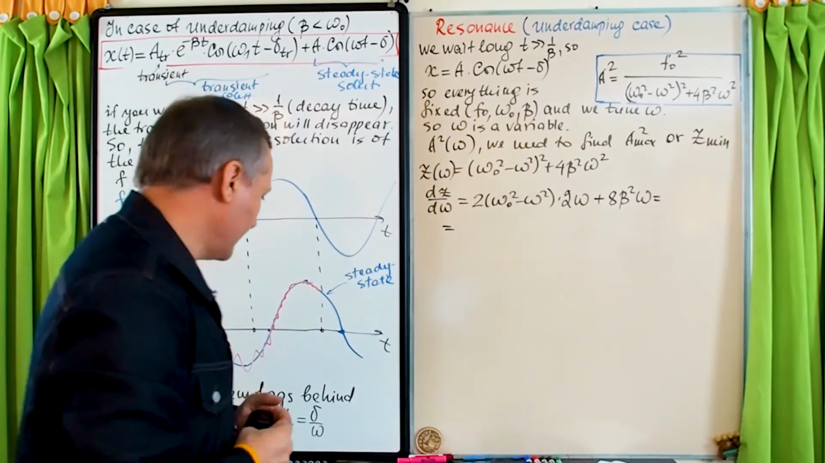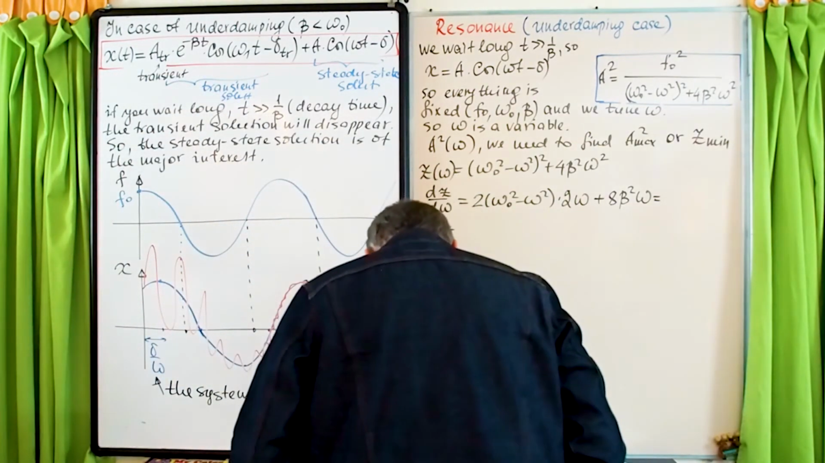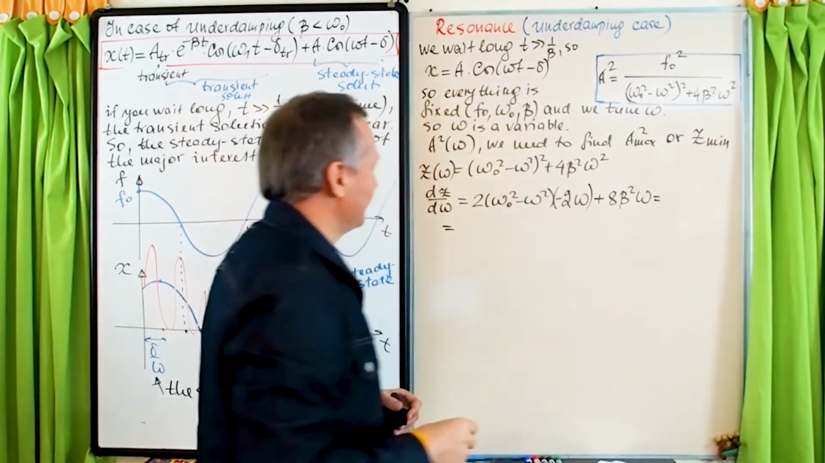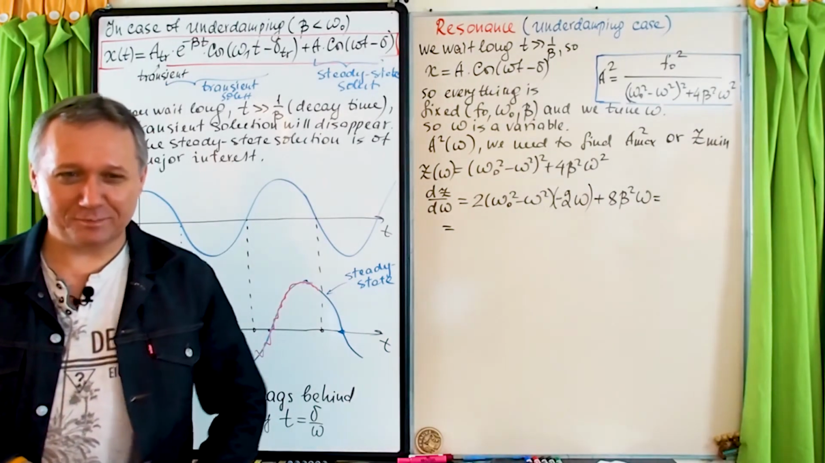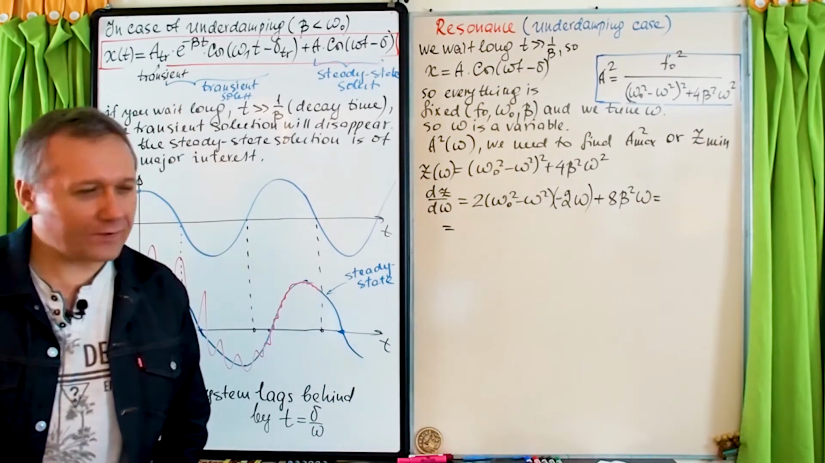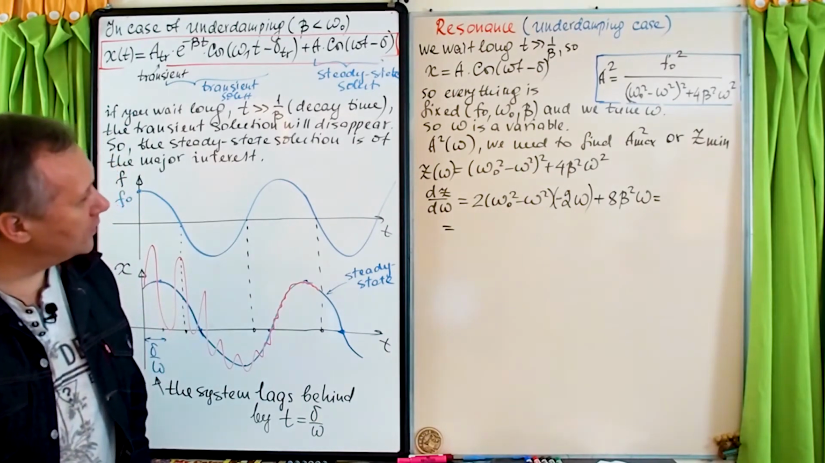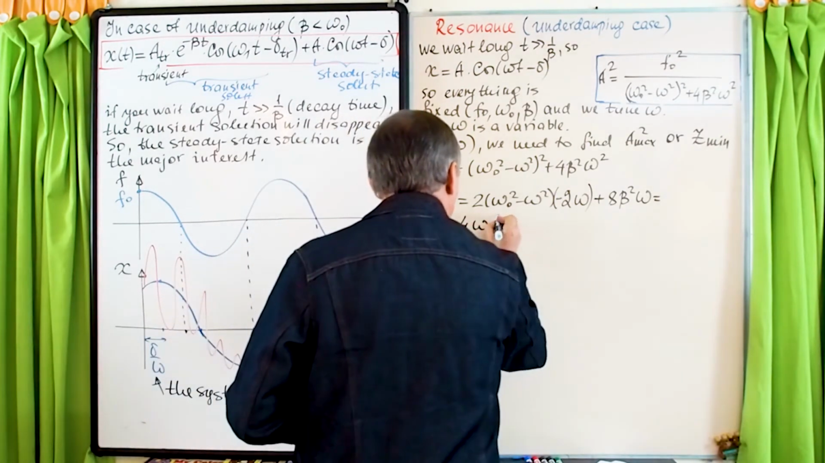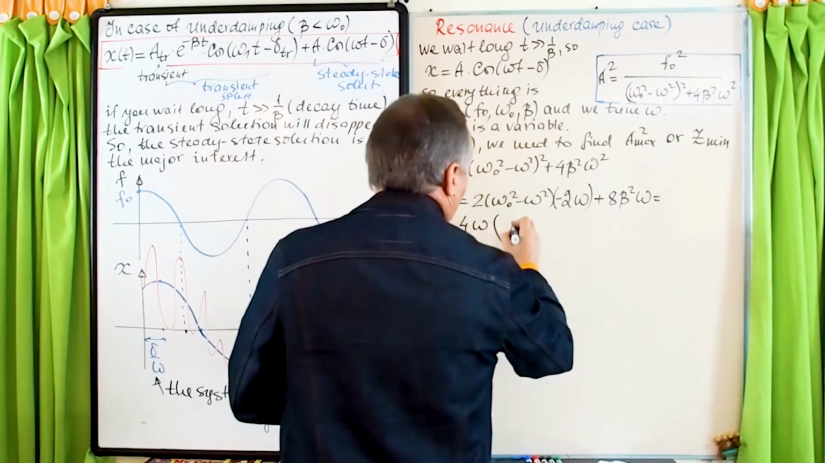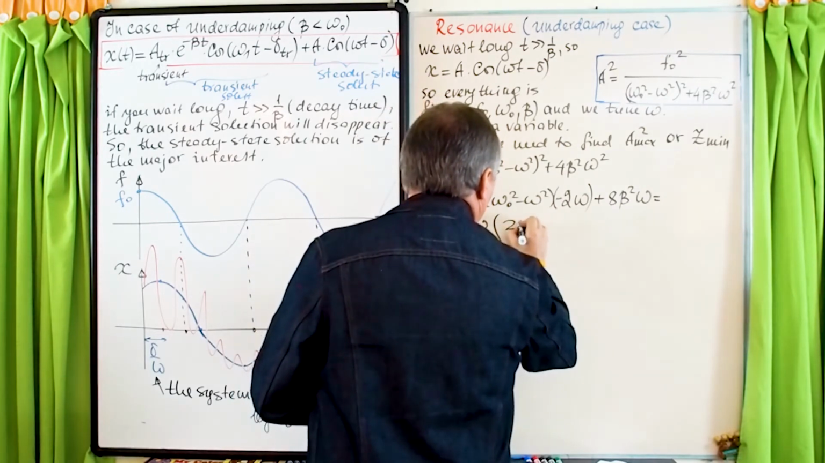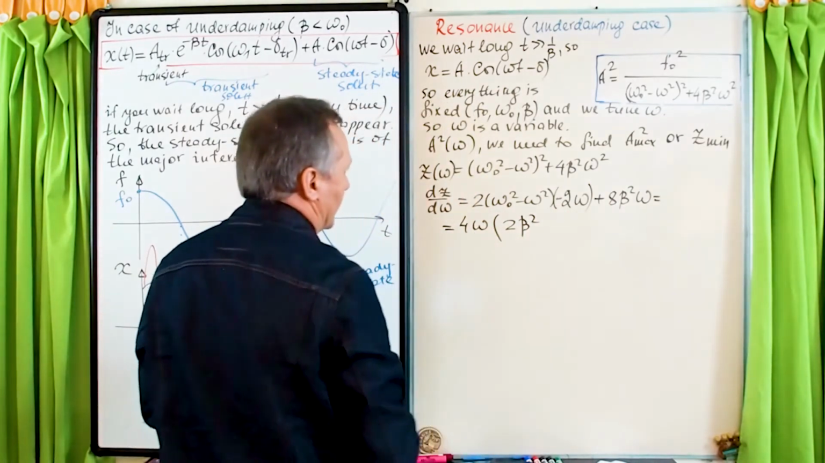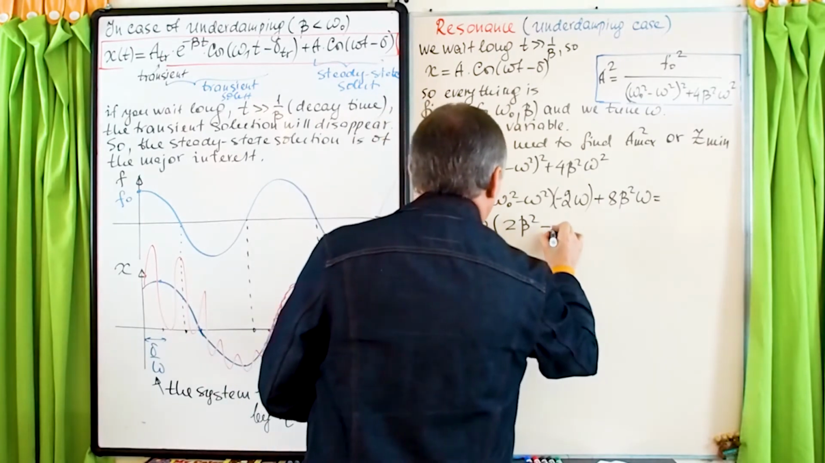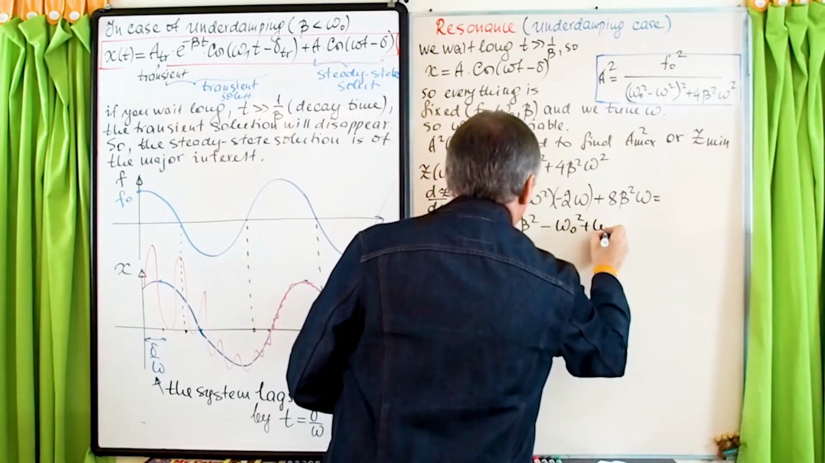Because there's the negative omega squared. Yeah, absolutely. Negative 2 omega. So now let's factor out, I think, 4 omega. Let's factor out 4 omega. And what will be inside? 2 beta squared, that, and then minus from here. So it will be minus omega naught squared plus omega squared.